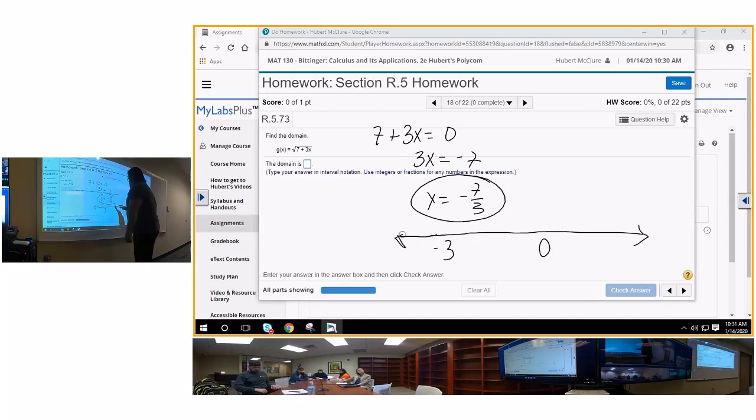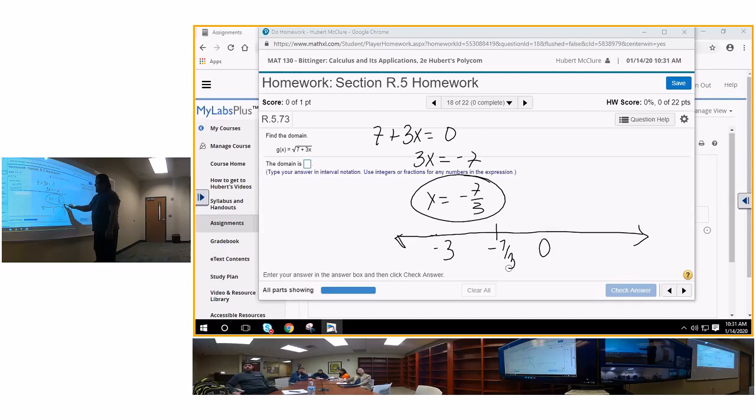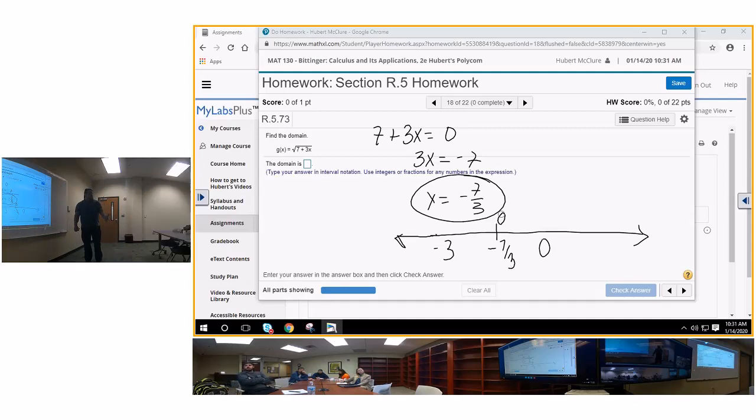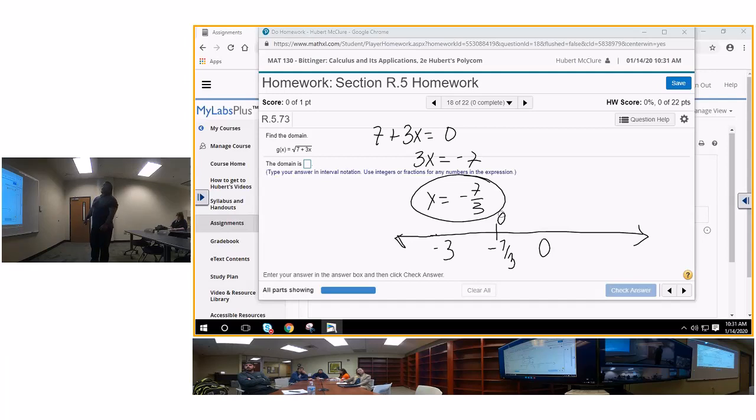and put -7/3 here. Now when we plug in -7/3, we get what? 0. So is that feasible? Can we have 0 in the radical? Yes. So then you say, plug in 0. What is 7 plus 0? 7. It's a positive, right? Can I take the square root of a positive? Yes. So all this is good answers.